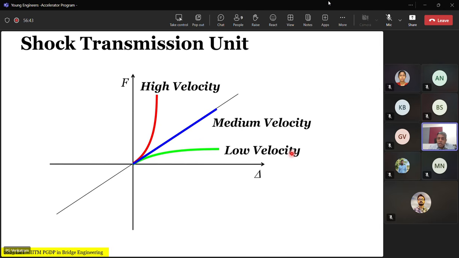So there are different types of shock transmission unit available. In the low velocity type, there will be no limit on displacement, but there will be a limit on force. In the medium velocity shock transmission unit, displacement and force will go linearly. And in the case of a genuine shock transmission unit, the displacement will be limited and the force will keep increasing.